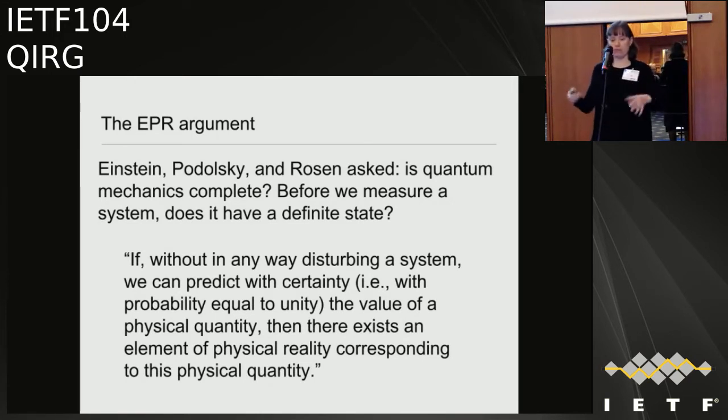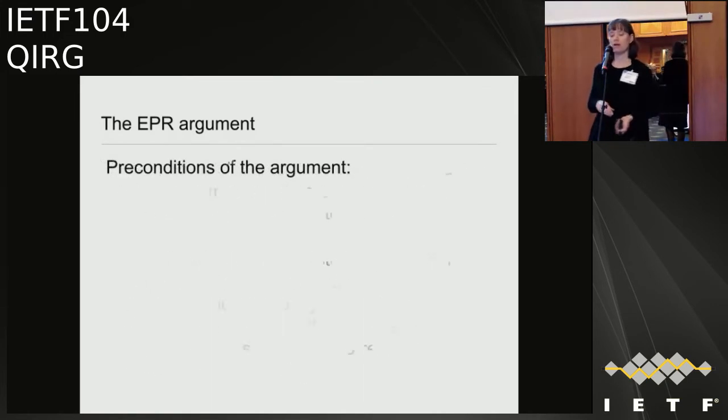Here's a quote from this paper: if without in any way disturbing a system, we can predict with certainty the value of a physical quantity, then there exists an element of physical reality corresponding to this physical quantity. So as physicists, we talk about local realism, and this is what we mean by the realism part: once we measure something, we're going to get this particular answer.